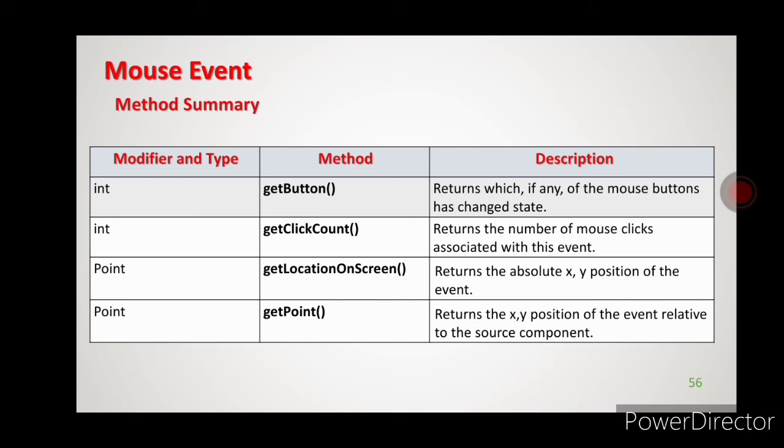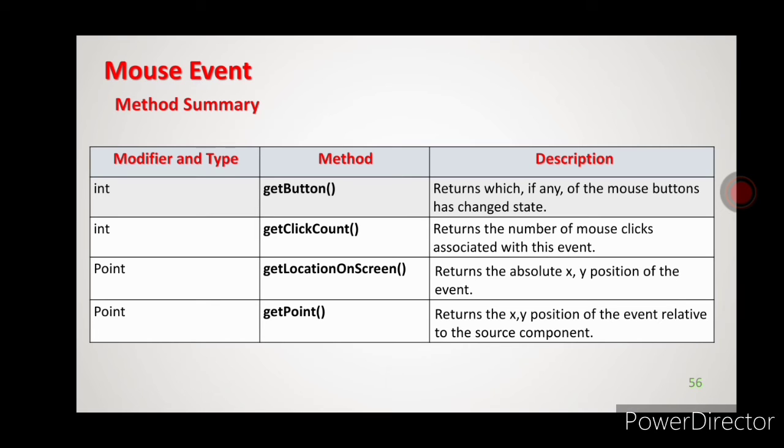If none of these 3 buttons is pressed, it will return no button. So getButton returns an integer that represents the button that caused the event. On which mouse button we have pressed, whether the event is caused by the left side button, the right side button, or the middle button, that it will return.